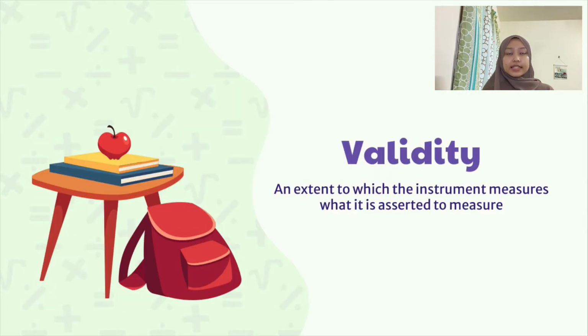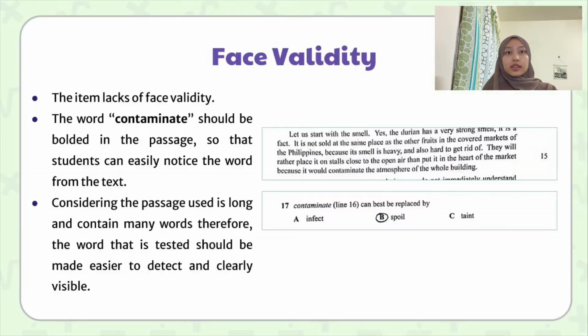Next is validity. Validity is the extent to which the instrument measures what it is asserted to measure. In the picture shown, the item lacks face validity. This is because the word contaminate should be bolded in the passage so that students can easily notice the word from the text. Considering the passage used is long and contains many words, the word that is tested should be made easier to detect and clearly visible.